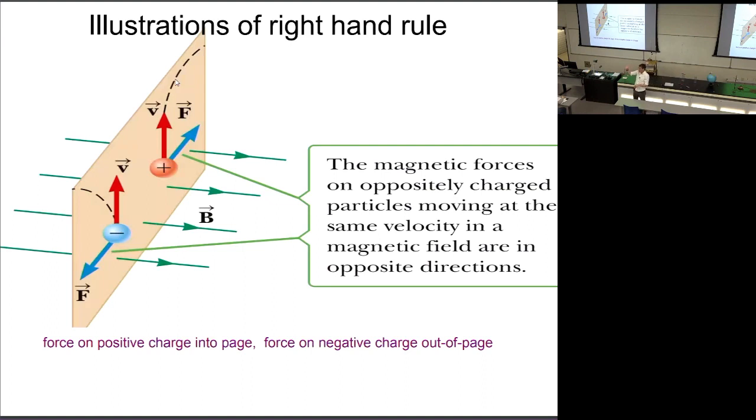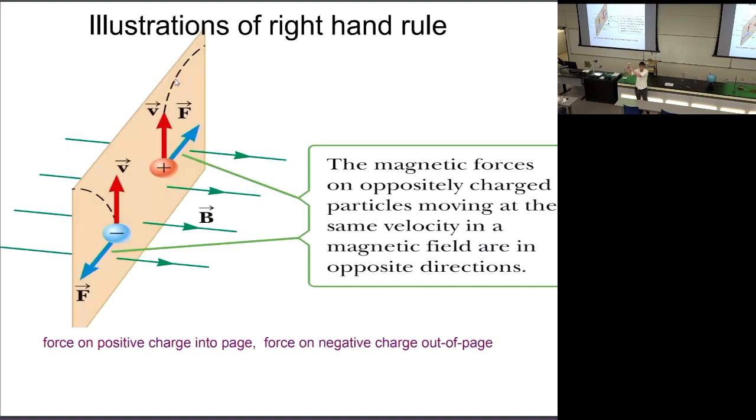Firstly, we're always going to be putting our hands upwards, because that's the direction of the velocity vector. So I start this way around. Then I've got to curl my fingers in the direction of the magnetic field. The only way I can reasonably do that is to turn my hand around this way and curl my fingers from left to right. My thumb is now pointing in towards the screen. So that would be the direction of the force on a positive charge particle: in towards the screen.